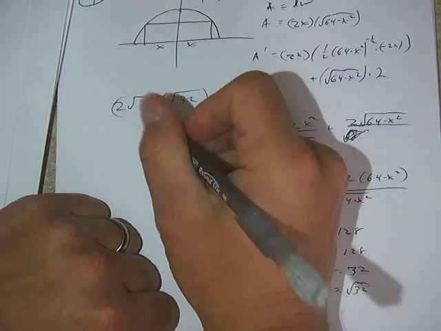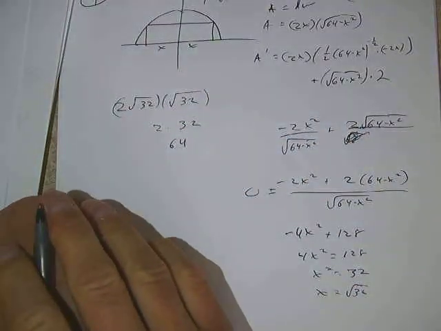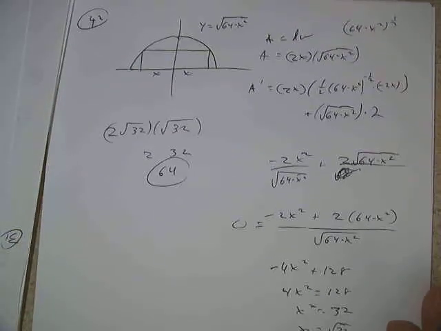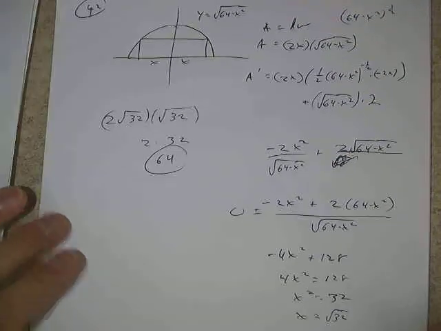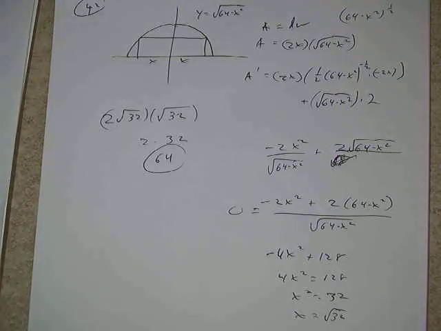we divide here. 128 divided by 4 is going to be... 128 divided by 2 would be 64. Divided by 2 again would be 32. So we get x equals square root of 32. We can simplify that later. All we want here is the maximum area though. So ultimately that's going to have to go where?